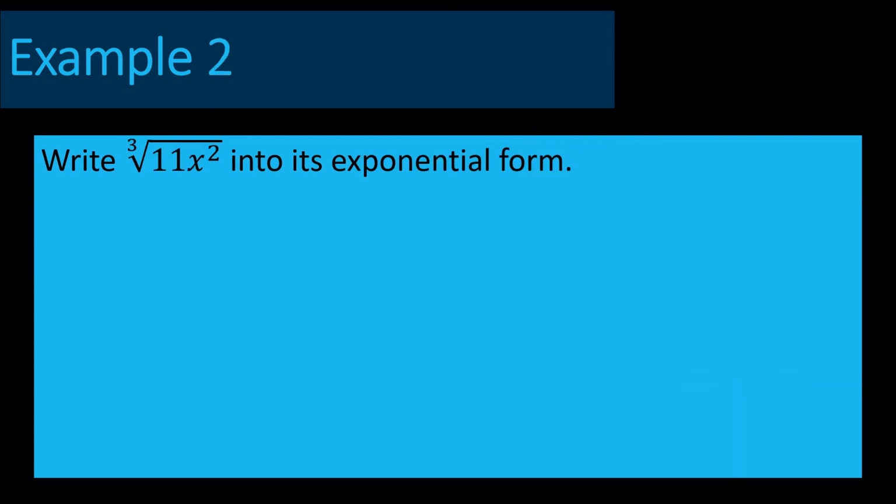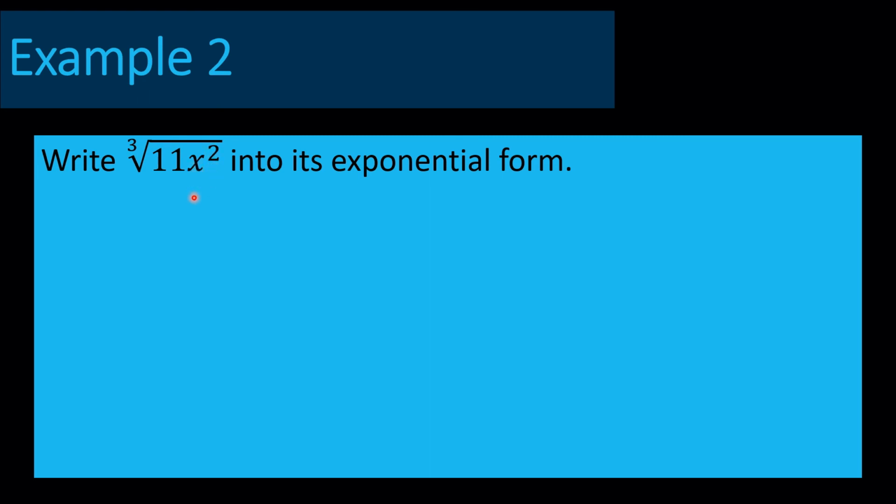And that's it. Second example, write the cube root of 11x squared into its exponential form. Okay, you look at the given 11x squared. Our radicand is 11x squared. It's very clear that the exponent of 11 is 1. It's invisible. The exponent of x is 2. So there is no common exponent other than 1.